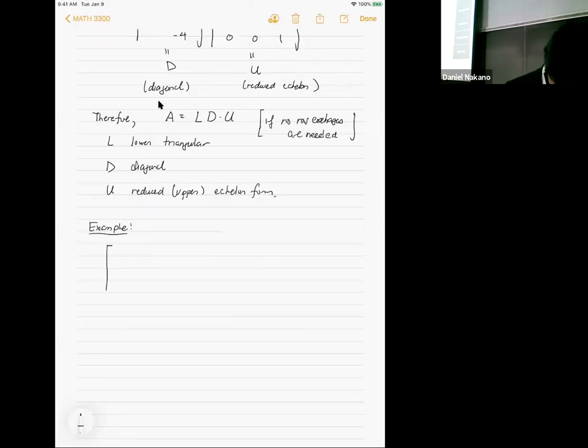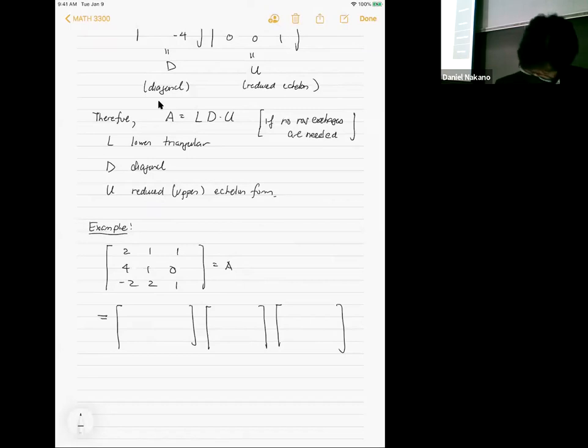So we started off with this matrix here. Let me get it for you. 2, 1, 1, 4, 1, 0, minus 2, 2, 1. All right, so that's the matrix A right there. And we factored it in terms of 3 matrices over here. So let me rewrite those 3 matrices.